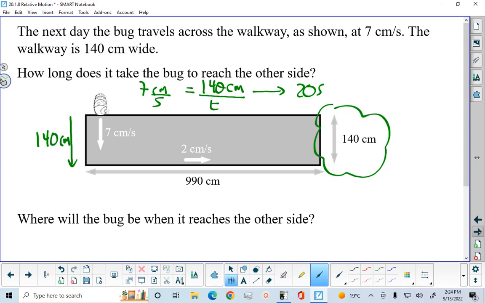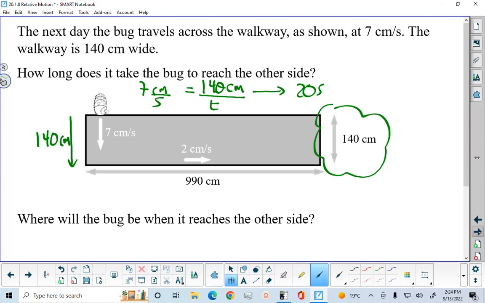So you're going to really have to think carefully about this. If the walkway wasn't moving and the bug decided to take this little journey from one side to the other, it would take 20 seconds. If the walkway was moving slowly to the right, it's still going to take the bug 20 seconds to get to the other side. If the walkway was moving very fast to the right, it's still going to take the bug 20 seconds to move across the walkway.